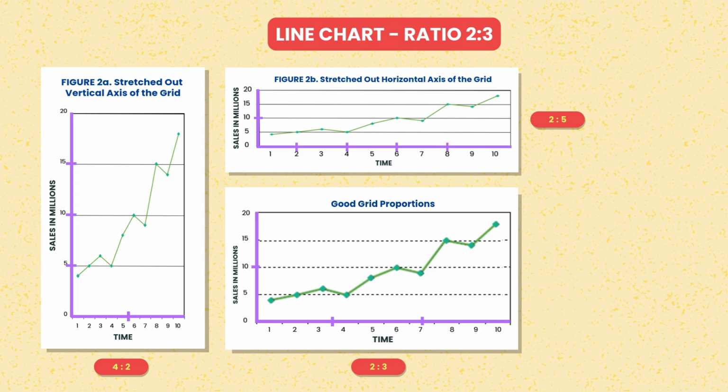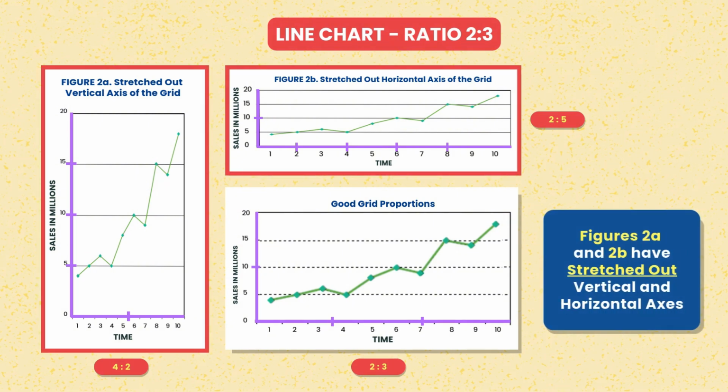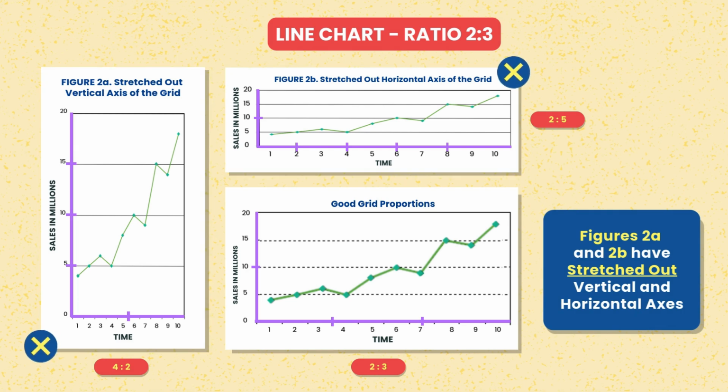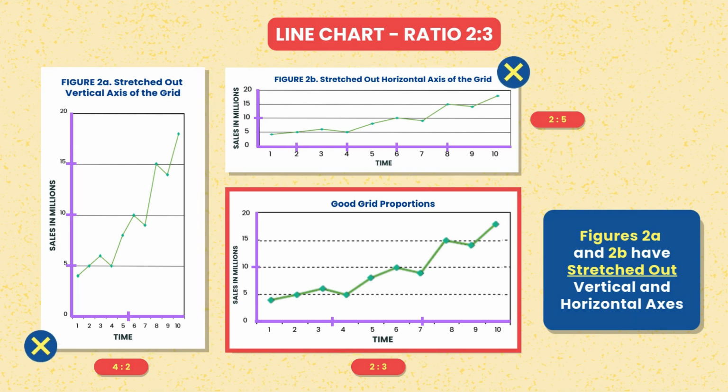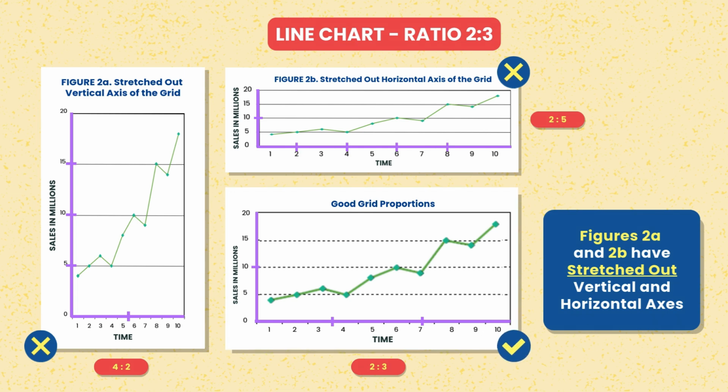Looking at these three charts, we can say that the first two are stretched out vertically and horizontally. Hence they convey a distorted depiction of the movement of the line, making them incorrect. On the other hand, the third one shows the most accurate image of the data, therefore, it's best to follow the 2:3 ratio. But always remember, this ratio guideline is only applicable for a line chart.